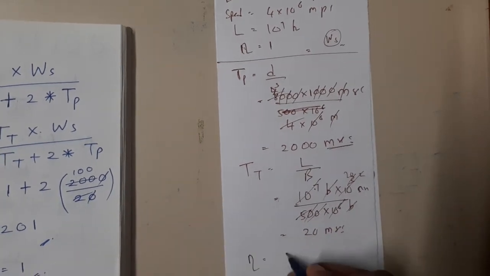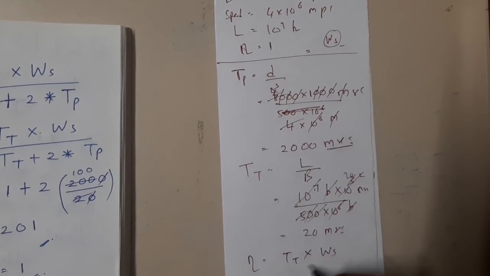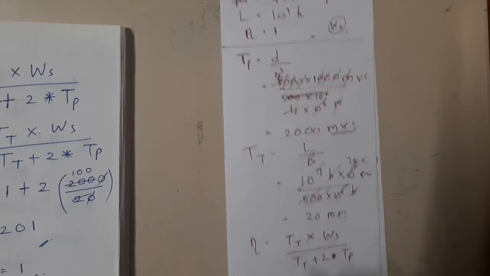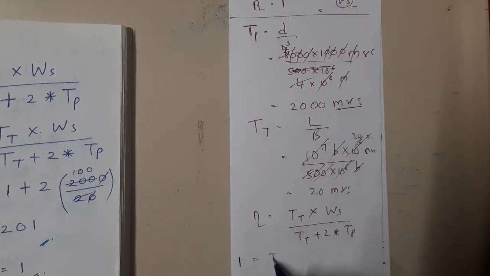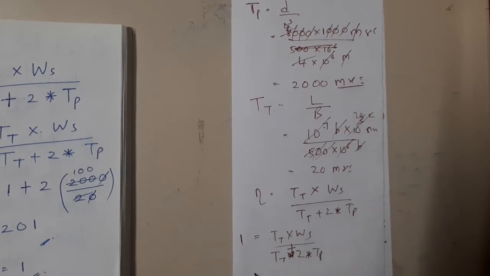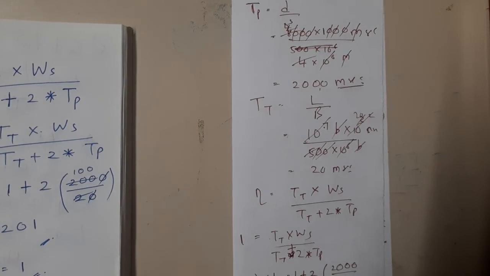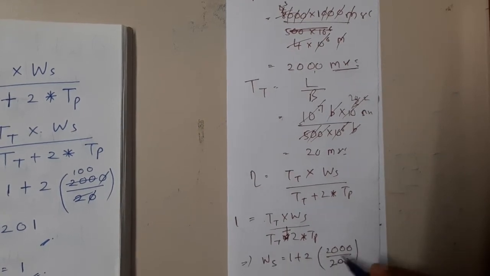So efficiency is equal to TT into window size by TT plus 2 into TP, right? So we know the efficiency value as 1. So 1 is equal to TT into window size by TT plus 2 into TP. Sorry, here it should be plus. So we already know that window size is equal to 1 plus 2 into TP by TT, that is 2000 divided by 200, right? So it is nothing but 100, sir. That is 200. So the window size is 201.